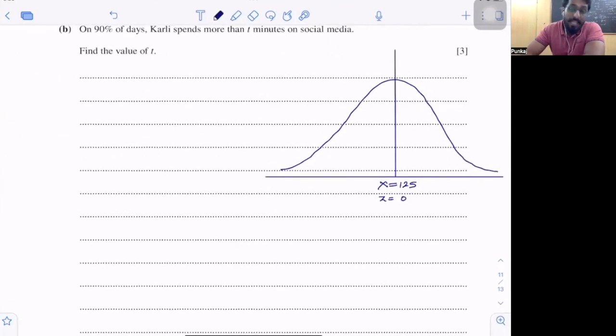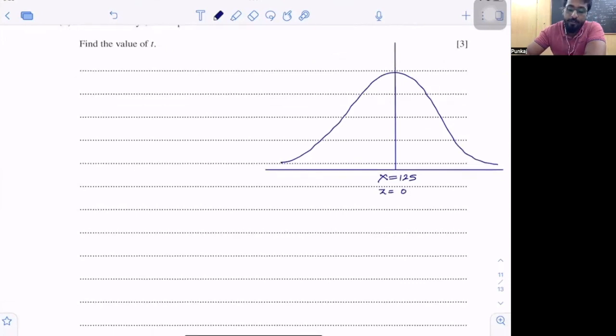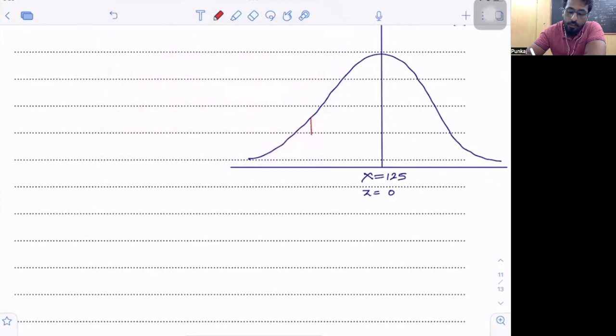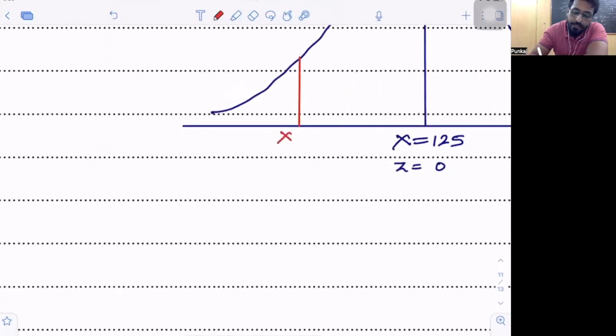So now I know that t is going to be where, right or left? It is going to be on the left of x equal to 125. So I'm going to draw a vertical line. I am pretty sure that this concept, where does t lie, is very clear in your minds, right? So this is where I'm going to place the line. This is where x is t, right? For this, there will be some value of z, and it is definitely going to be negative.